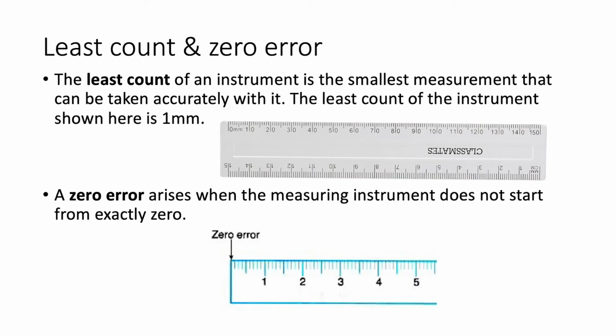The least count of an instrument is the smallest measurement that can be taken accurately with it. The least count of the instrument shown here is 1 millimeter. A zero error arises when the measuring instrument does not start from exactly 0. Here you can see a meter ruler with zero error. You have to subtract the zero error from the measured reading to get the correct reading.